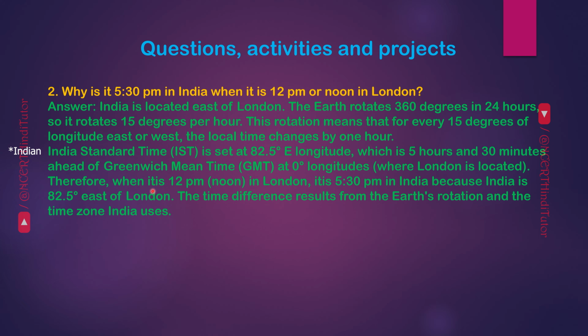Therefore, when it is 12 pm noon in London, it is 5:30 pm in India because India is 82.5 degree east of London. The time difference results from the Earth's rotation and the time zone India uses.